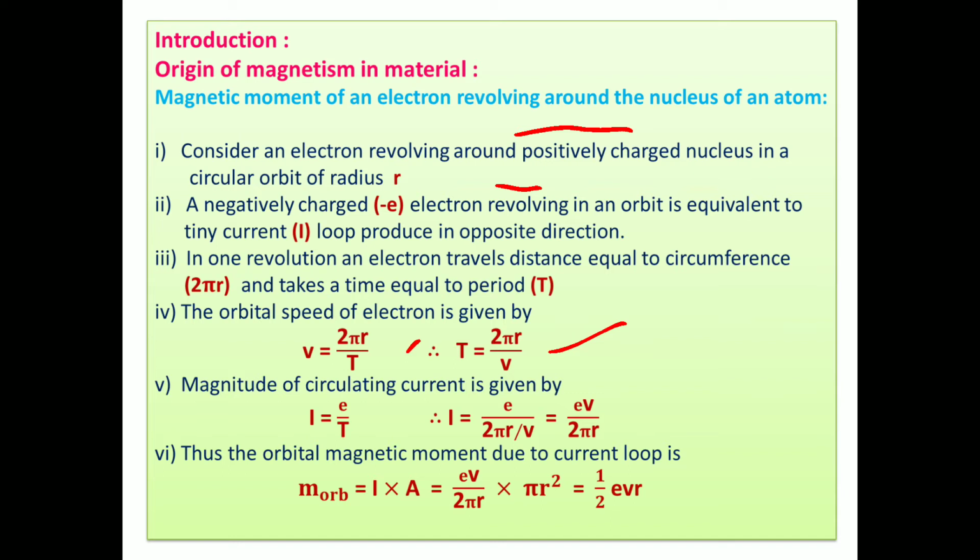Thus, the orbital magnetic moment due to the current loop is called m orbital equal to NIA. N means number of loops, here N is 1. So I into A directly you can take here. I is ev upon 2 pi r from this equation. And how much area is covered by it? Area of the circle. And what is the area of the circle? It is pi r square. And it equals half evr. This is the orbital magnetic moment of the electron, half evr.